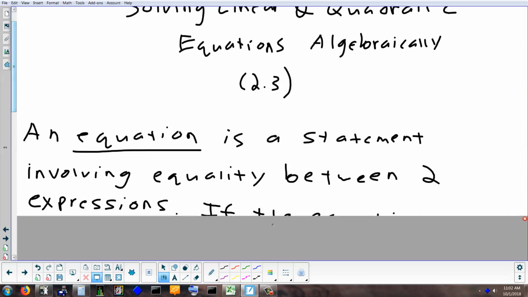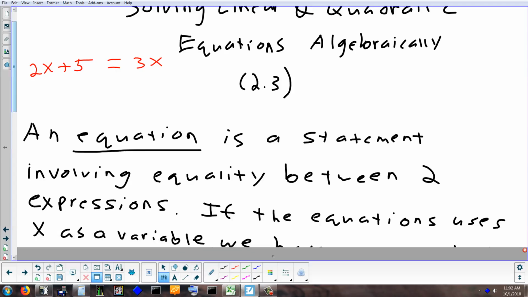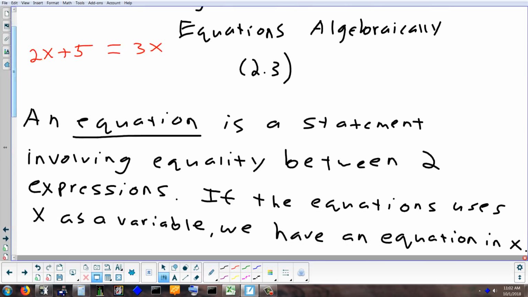So first of all, what is an equation? So we're going to be solving equations. Equation is just any time you put an equal sign between two expressions. There's an expression in math, 2x plus 5. There's another expression, 3x. Throw an equal sign between them. Now you have an equation. If the equation uses x as the variable, like I did here, we just say that we have an equation in x. That's just a fancy way of saying an equation where x is the letter.